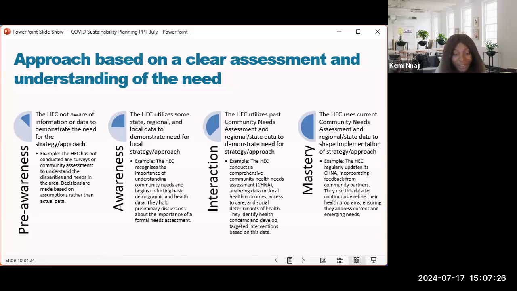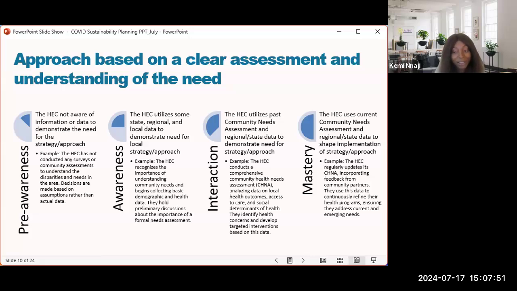During the awareness stage, the HEC begins to recognize the importance of understanding the community needs and starts collecting basic state, regional, and local data. At the interaction stage, the HEC might use past assessments and regional and state data to demonstrate the need for their strategy.